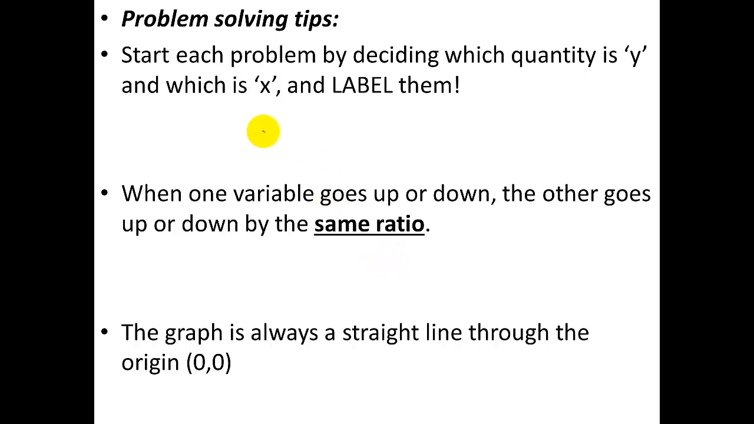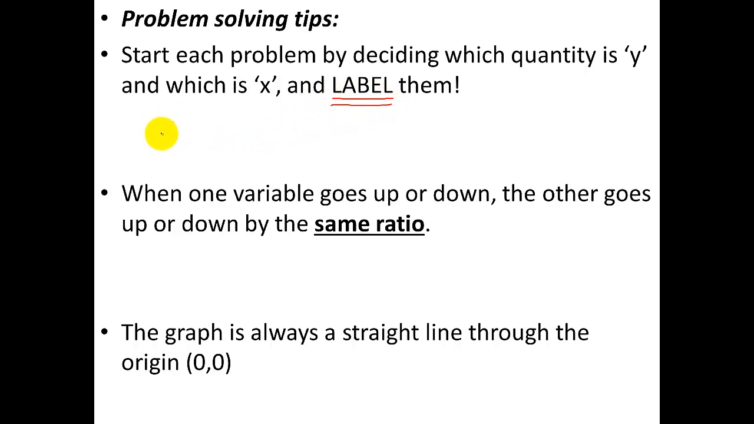So, problem-solving tips. The first thing you need to do for any problem, if it's a word problem in particular, is decide which quantity y will stand for and which quantity x will stand for. So, for example, if you're looking at the length of a shadow of a tree as a function of how tall the tree is, you might choose x to represent the length of the shadow and y to represent the height of the tree. It doesn't actually matter which one you pick. X or y could be either variable, but you need to clearly pick and identify and label.